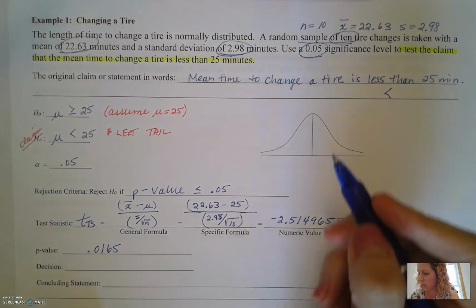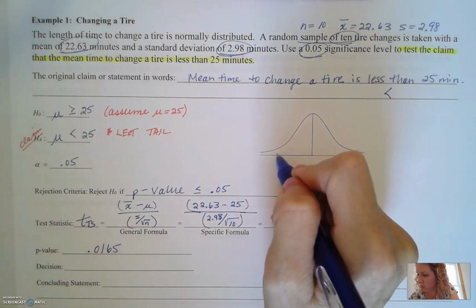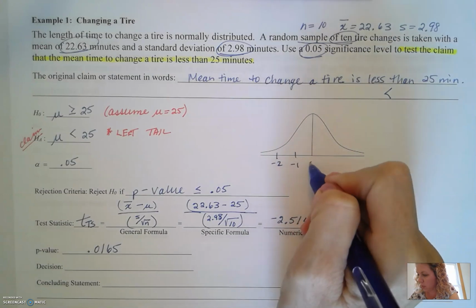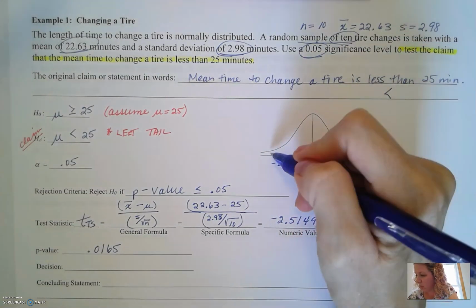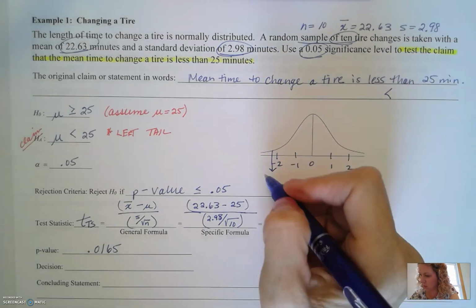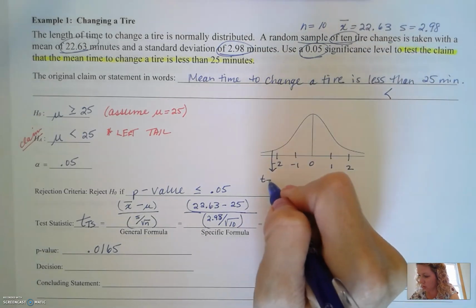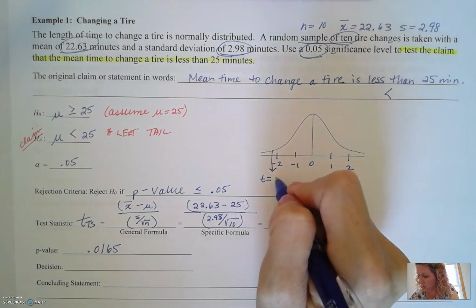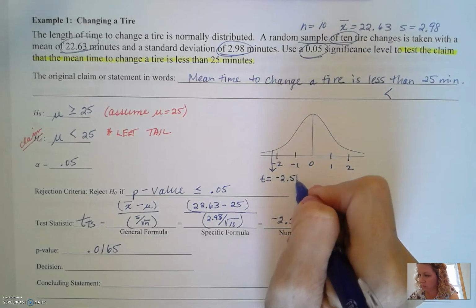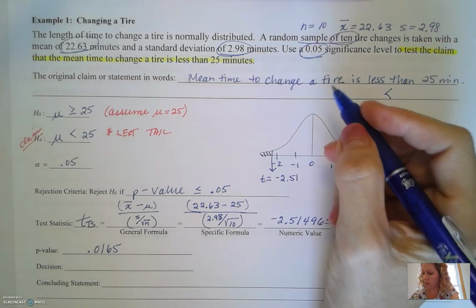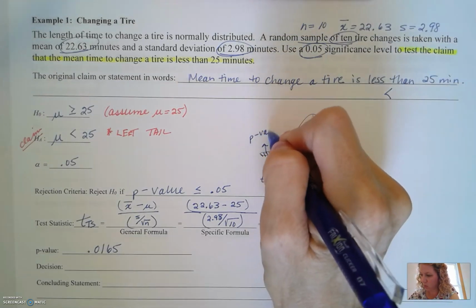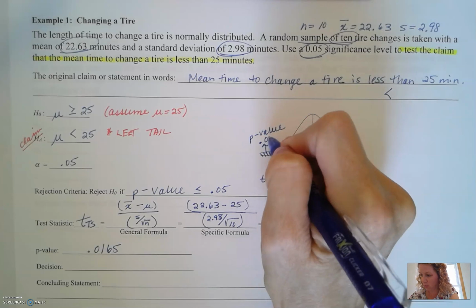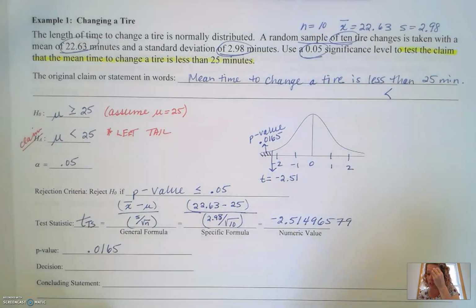So like the z, I'm going to have a scale of -2, -1, 0 being the mean, 1 and 2. Negative 2.51 is my t-test statistic. So t equals negative 2.51. And remember it's a left tail, so I'm going to shade to the left of that value. This gives us our p-value in that shaded region, which is 0.0165. I'm labeling that shaded region.